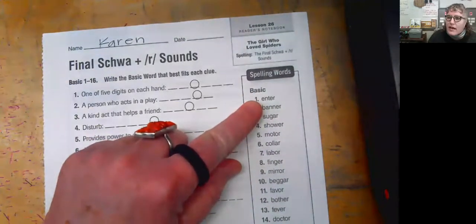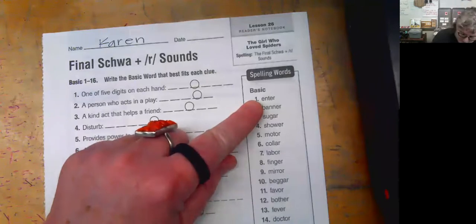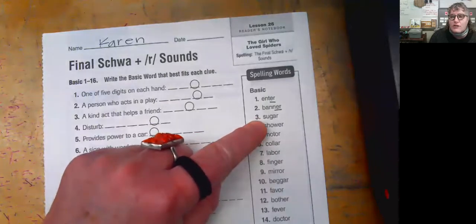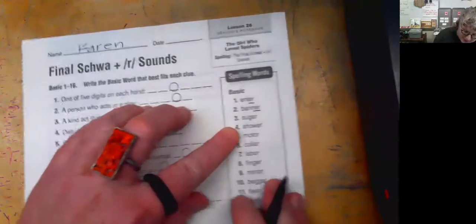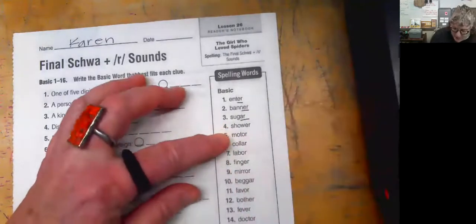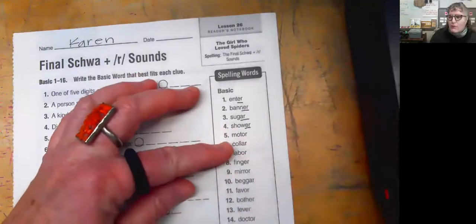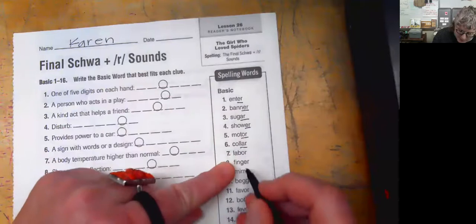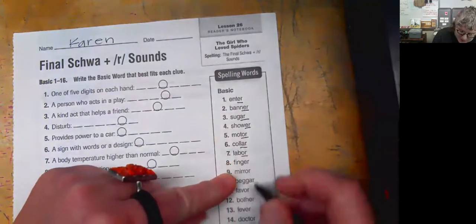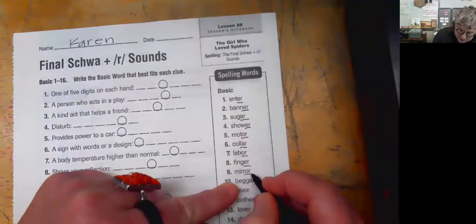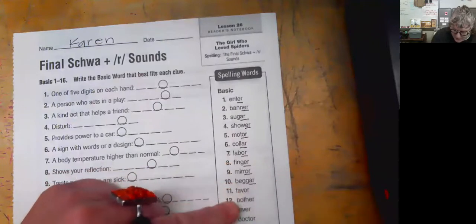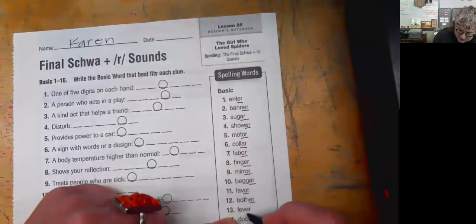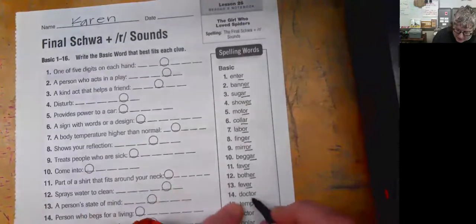So first word I have is enter. That's got an ER. And then I have banner. That's got an ER. And then I have sugar. Sugar sounds like it has an ER, but it has an AR. Shower has an ER. Motor is motor. It has an OR. Collar has an AR. Labor has an OR. Finger has an ER. Mirror has an OR. Beggar has an AR. Favor has an OR. Father has an ER. Fever has an ER. But doctor has an OR.